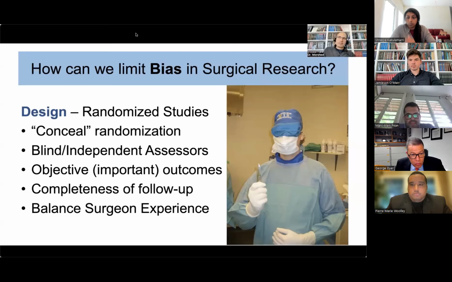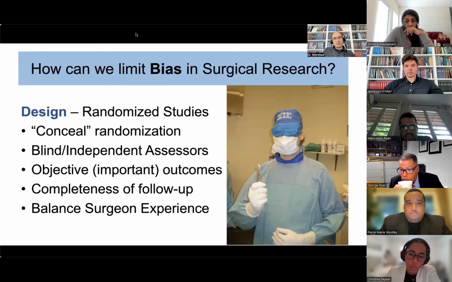So some of the treatments that we might be interested in investigating aren't the same as randomizing a patient to a placebo versus an active agent pill.